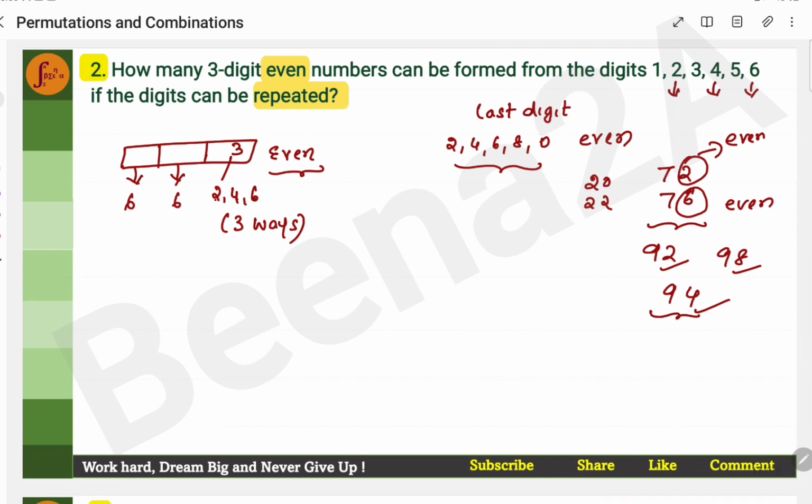And second also I'll have 6. But for the third I'll not have 6 because it has to be even number. Since it is even number, I can only have either 2 or 4 or 6. So it's only 3 ways. So 6, 6, 3. So multiply 6 into 6 into 3. This is the answer. So it is 108 ways.